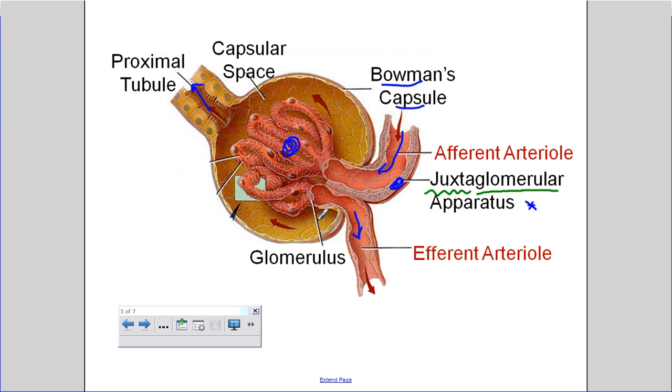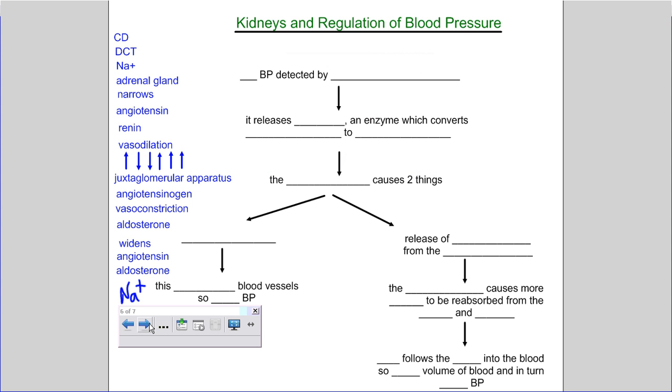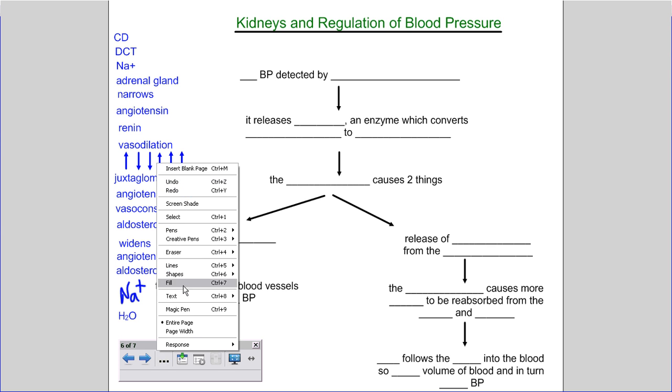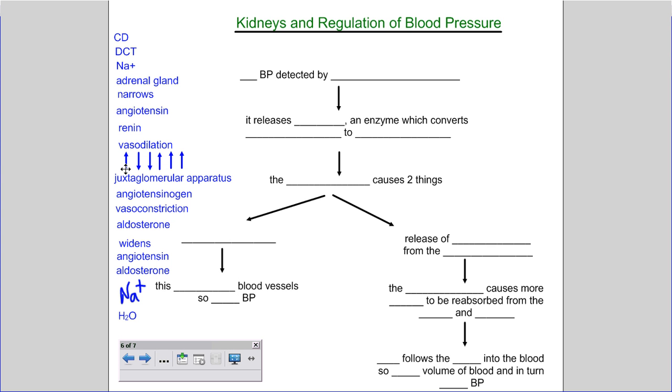Its job is to detect pressure. Okay, so we need to make sure there's a certain amount of pressure in the glomerulus. If it's not high enough, it's not going to be able to do its job and filter. Okay, so here we go. When your blood pressure is low, it is detected by that juxtaglomerular apparatus. The juxtaglomerular apparatus is going to release a certain enzyme called renin.